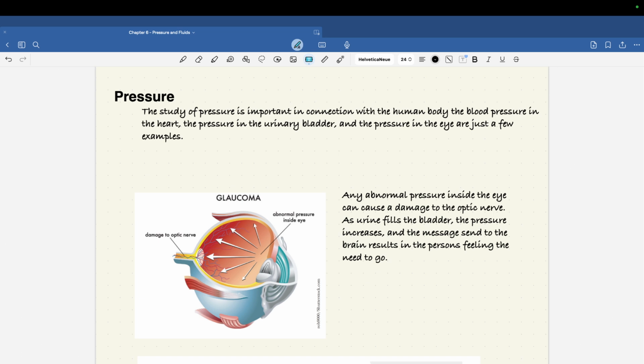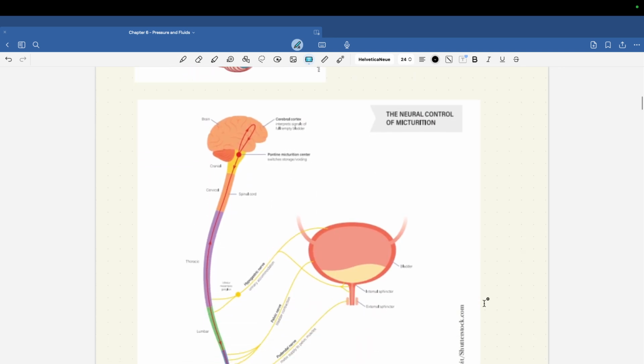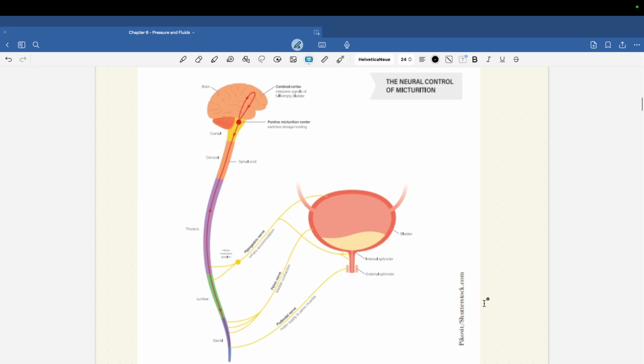Now, the urge to go is because urine fills the urinary bladder, and as more fluid fills it, the pressure increases. This sends a message to the brain, triggering the reflex to go. So you can see that as shown here. And the physical concept here is that the more the amount of fluid in the urinary bladder, in this case, the bigger the pressure.